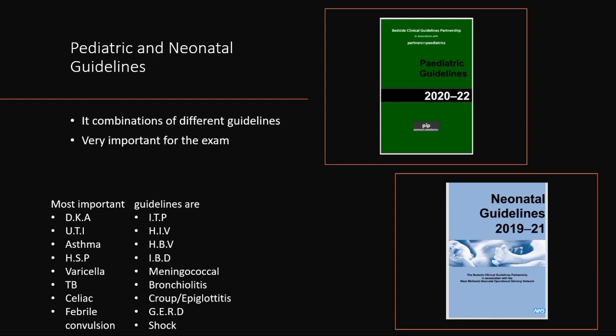A few important guidelines are diabetic ketoacidosis, UTI, asthma, Henoch-Schonlein purpura (HSP), varicella infection, TB, celiac disease, febrile convulsions, ITP, HIV, hepatitis B virus, IBD, meningococcemia, bronchiolitis, croup, epiglottitis, GERD, and shock. These are very important guidelines. You must read all these guidelines.